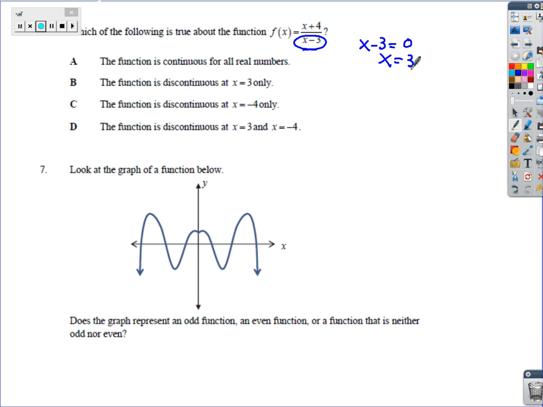So it says the function is continuous for all real numbers. I already know it's discontinuous at 3, so that doesn't count. That's not a correct answer. We're looking for the true statement. The function is discontinuous at x equals 3 only. That's a true statement. And there's only one value where it is true. So the answer to this question is B.